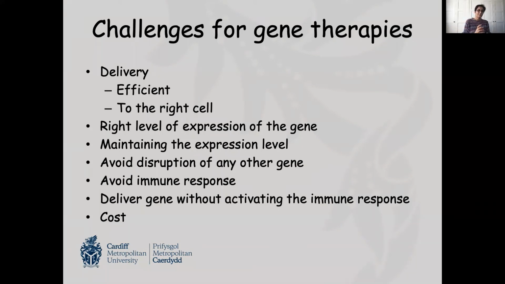The other concept is, how do we maintain it? We give the gene therapy once, and that has to be good enough to maintain the expression level long term. One of the main concerns is that we don't want to disrupt any other gene. We don't want to cause problems with the rest of the genome, neighboring or otherwise. We also want to fool our immune system. We don't want the immune system to start attacking those cells and get rid of them before they can make the functional protein.